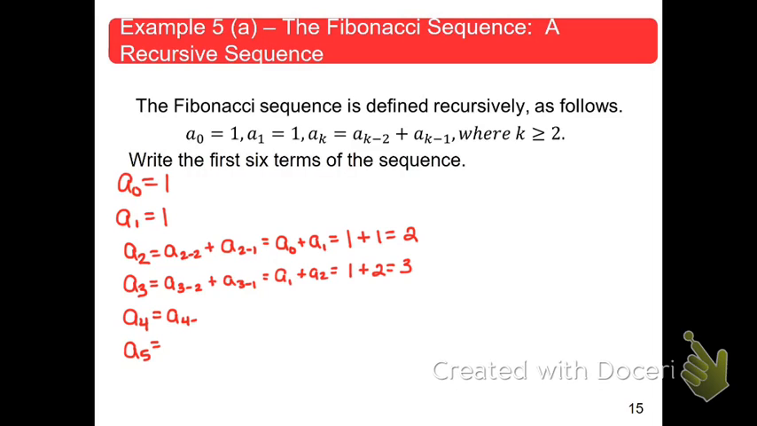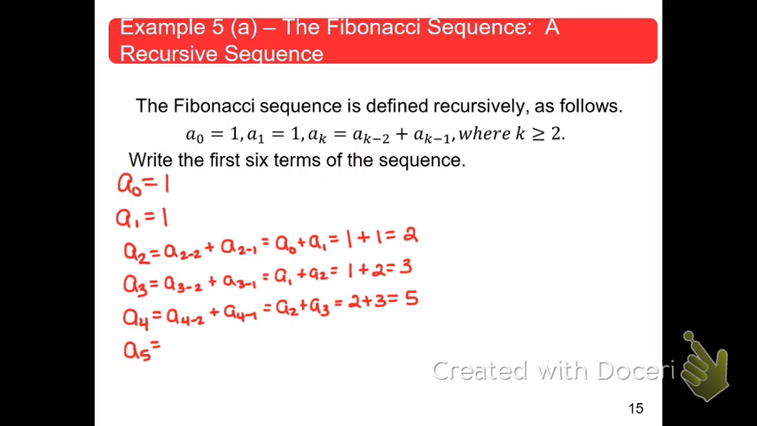Now my k is 4, so I'm going to plug that in for k. It gives me a sub 2 plus a sub 3. Well, a sub 2 was 2, plus a sub 3 is 3, and 2 plus 3 is 5.